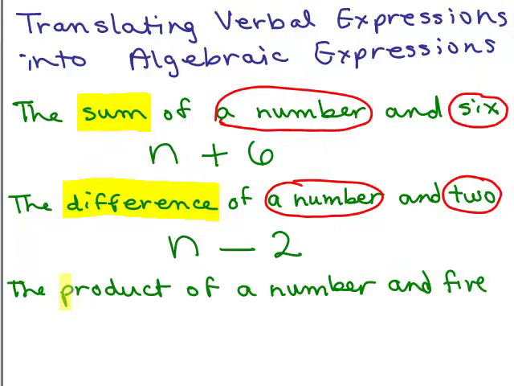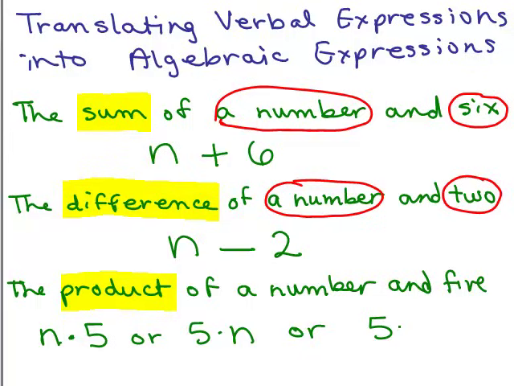Alright, next one. The product of a number and 5. Product means multiplication. So when you see the word product, you have to associate that with multiplying. And we've got a number and 5. So how would we write a number and 5 multiplied together? Well, you could say n times 5, right? Often you would write this as 5 times n. And the most simplified way of writing it is, when you have a dot between a variable and a number, you could just put it together and write it as 5n.